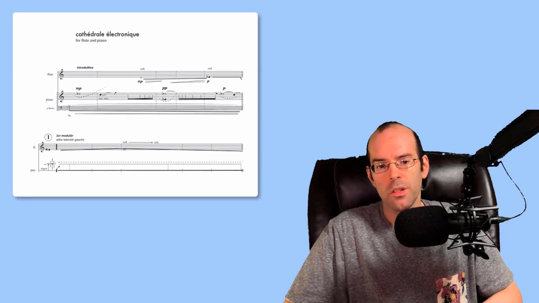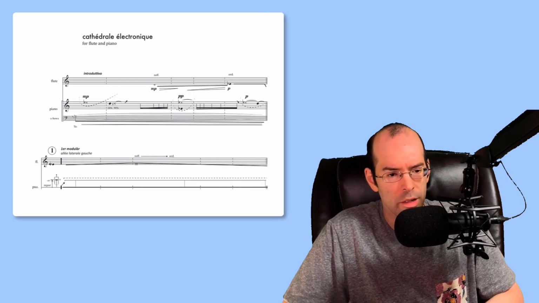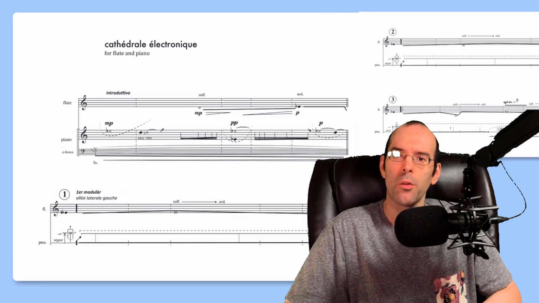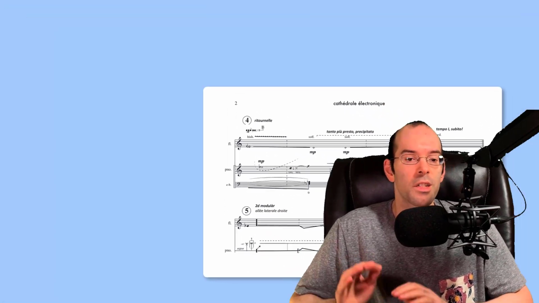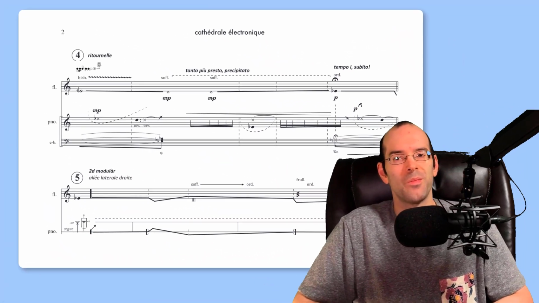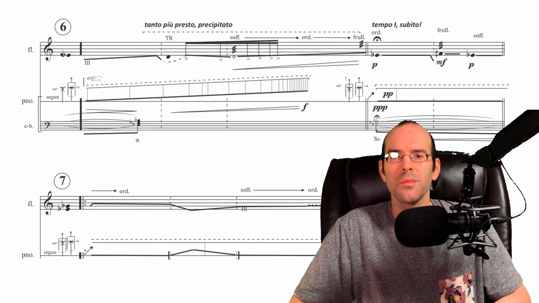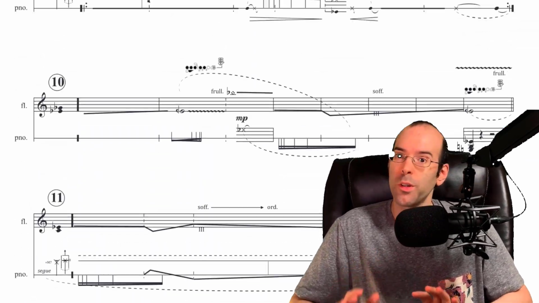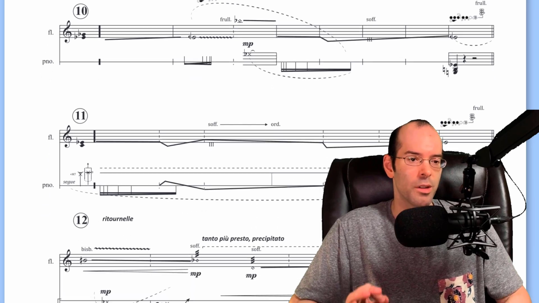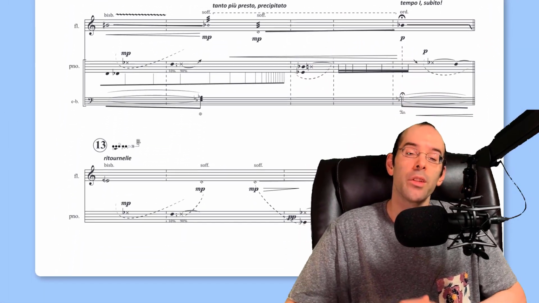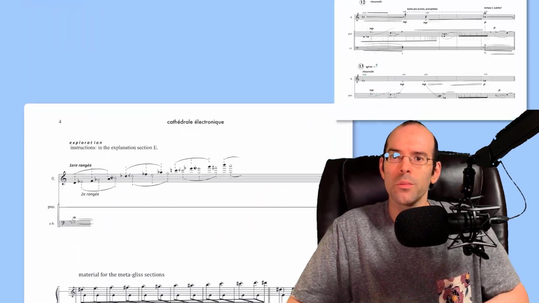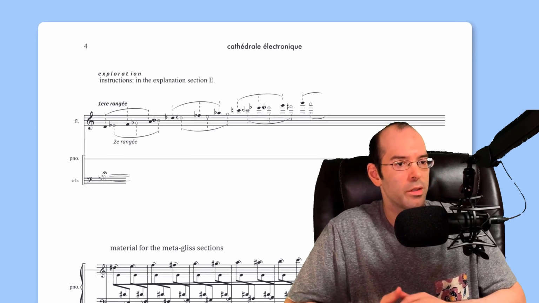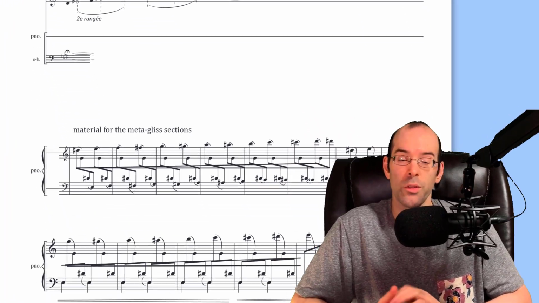The next composition is called Cathedrale Electronique by Powell. But before I talk about the music here, let's just take a look at this score. Powell wins points for creativity here because this score is insane. And this composition is actually very bold because there's no melodic component here. And melody was a metric that we used to score these pieces for this competition.